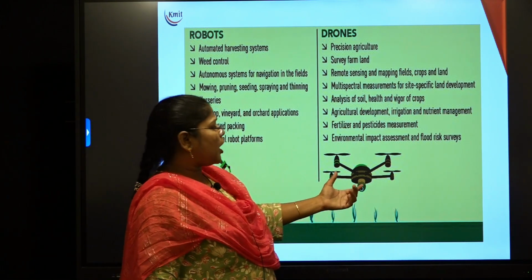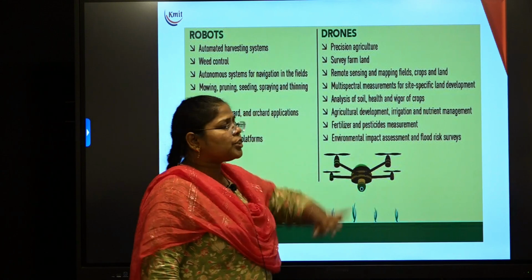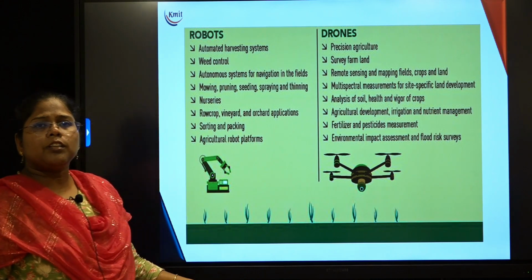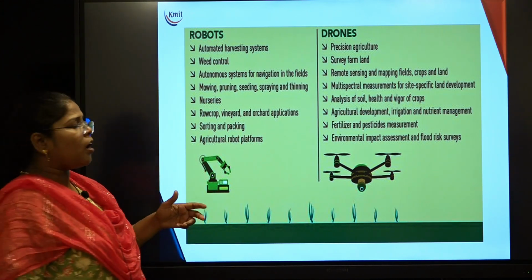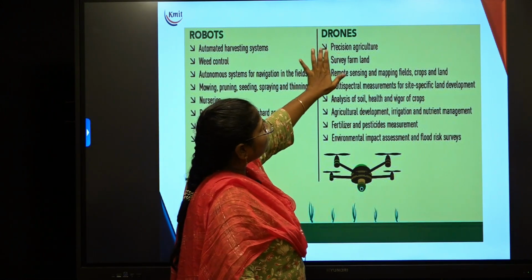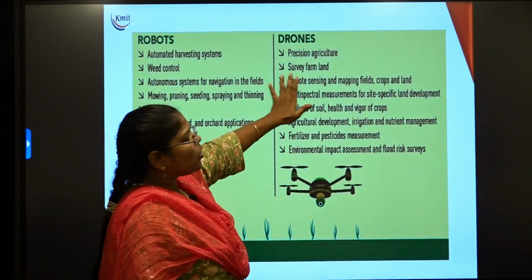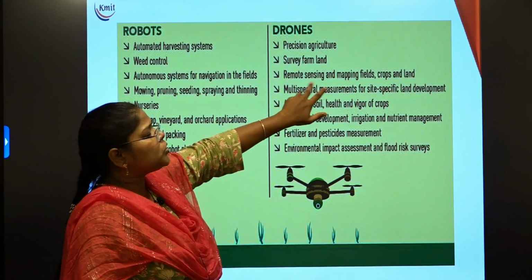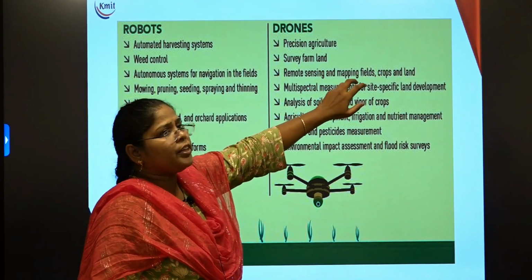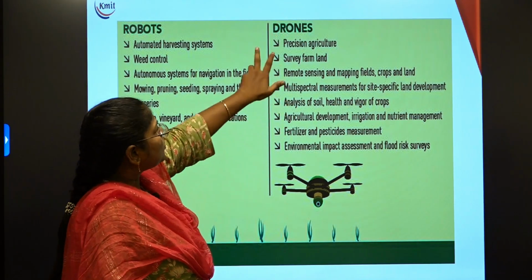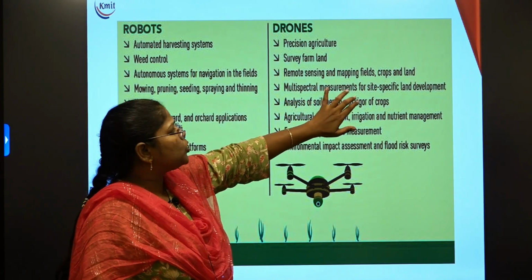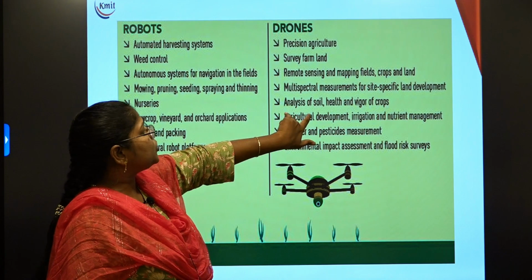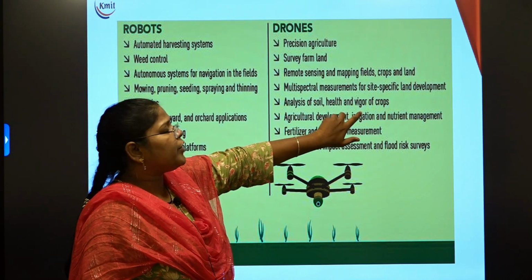So coming to the agriculture drones, it works on the principle of precision agriculture. It always concentrates on the total crop. It improves the yield of the crop, and it can also be used for surveying the farmland. It is used in remote sensing, mapping the fields, crops and lands. It also uses multispectral measurements for site specific land development. It is also used in analysis of soil health and vigor of the crops.